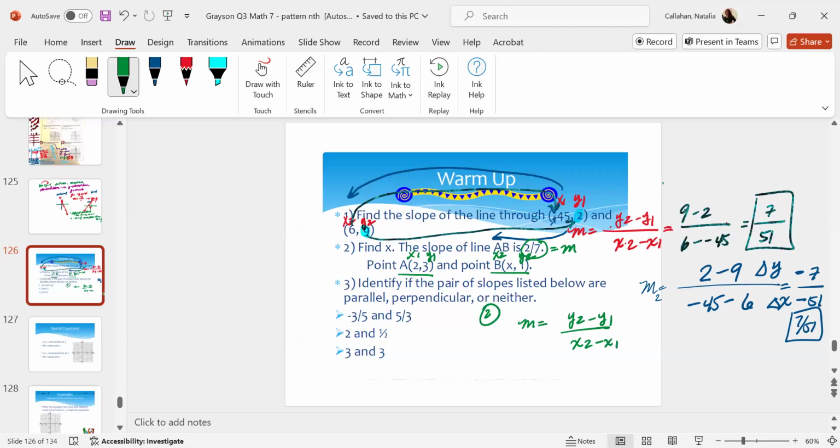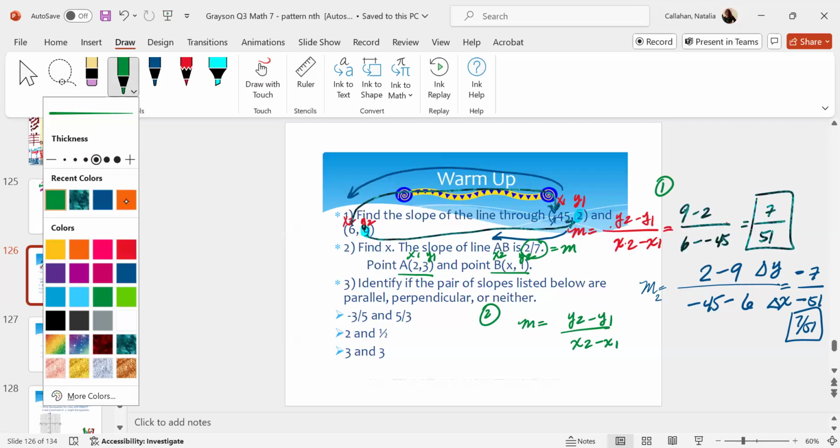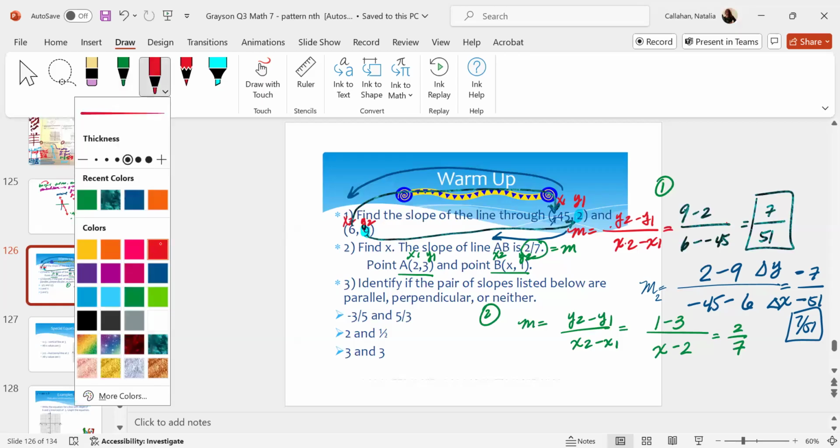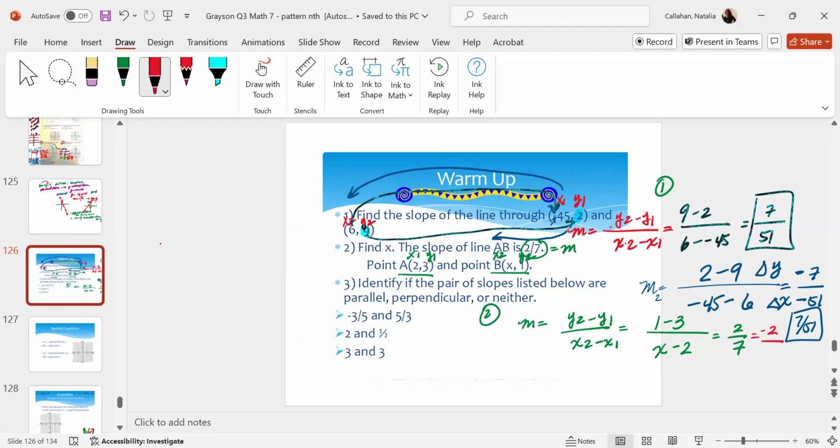Let's do here, this is 1. So we're gonna go ahead and plug those numbers in, right? So we're gonna do Y2, so 1 minus 3 over X, X is X2, minus 2 equals M, which is 2 over 7, right? So then ask yourself, okay, 1 minus 3 is going to be a -2, correct? This is a +2, and that's fine.